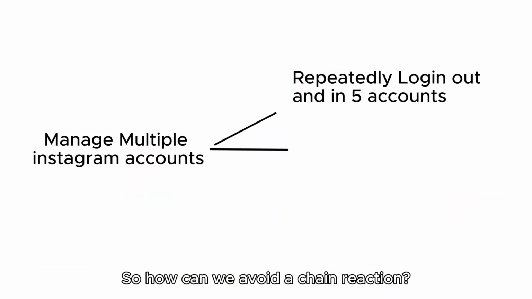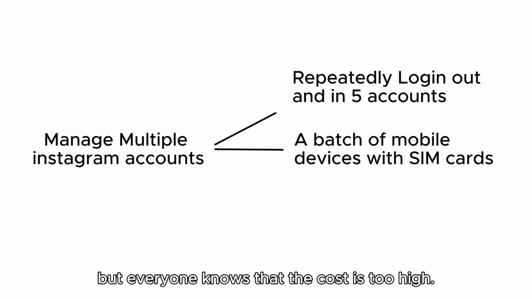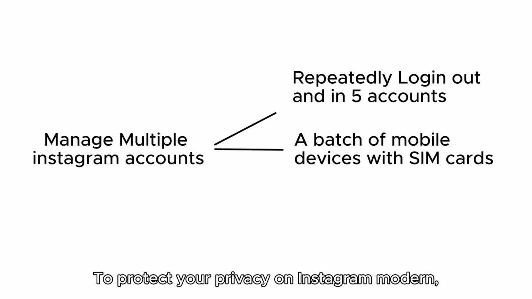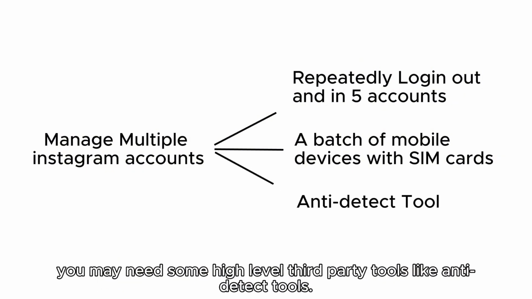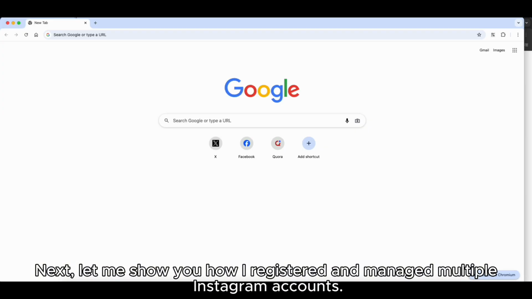So how can we avoid a chain reaction? The most reliable way is a mobile phone wall, but everyone knows that the cost is too high. To protect your privacy on Instagram, you may need some high-level third-party tools like anti-detect tools. Next, let me show you how I registered and managed multiple Instagram accounts.